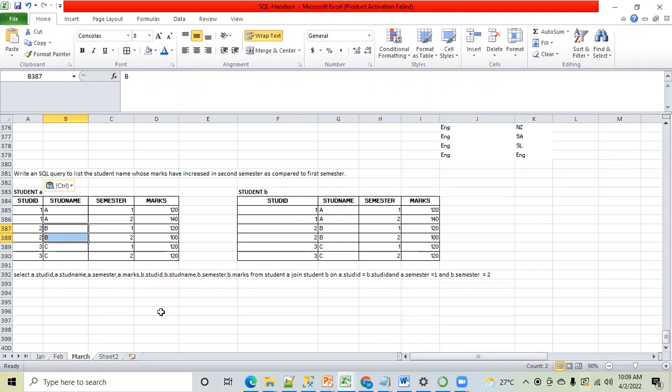Because B's marks in second semester are 100, which is less as compared to first semester. Why not C? Because it is equal, so that doesn't make sense. Very good, perfect explanation. Is the question clear to everyone in this group? Or anyone who wants me to explain this? Clear? Nafisa, is the question clear?